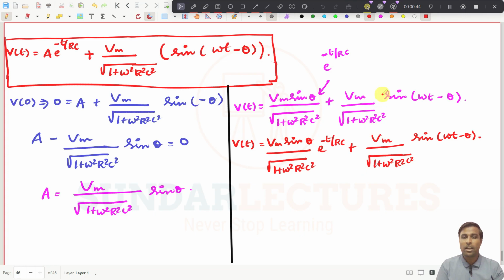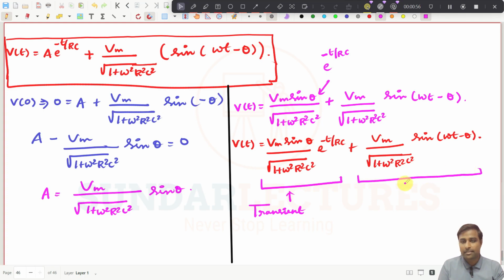Try to understand this one, and you know that this part is the transient part, and this part is the steady state part, right? After some stipulated time, this transient part will vanish, and only this steady state part will exist in the circuit. That is the very basics about RC circuits, right? Thank you. We will see in the next class.